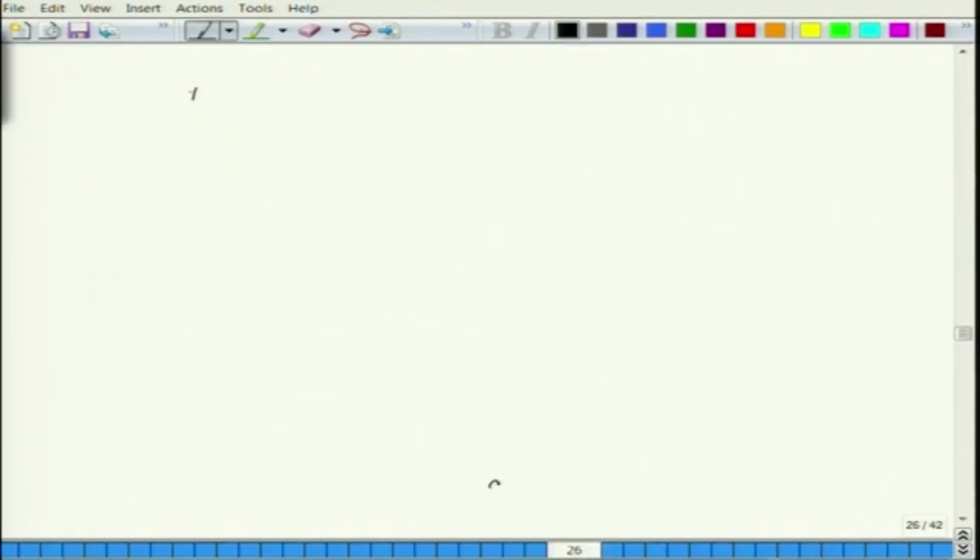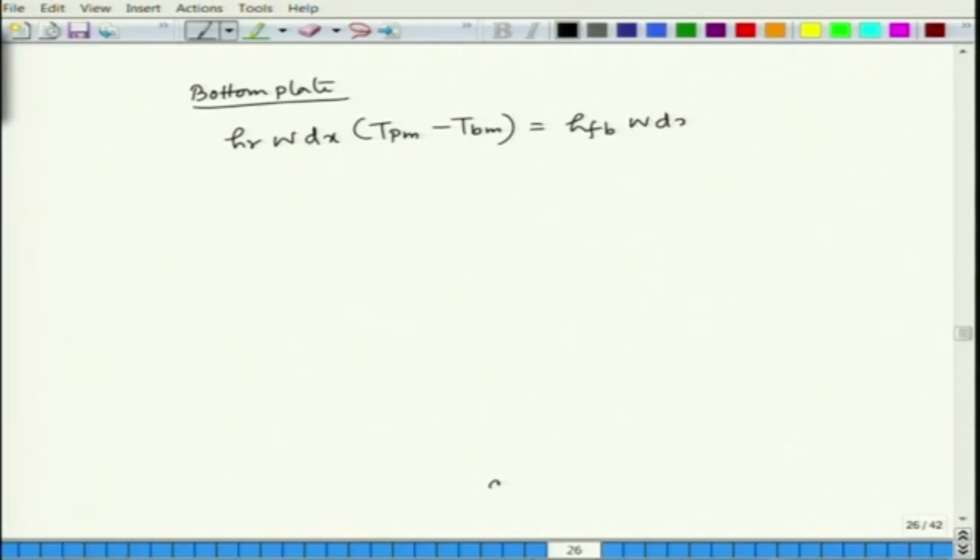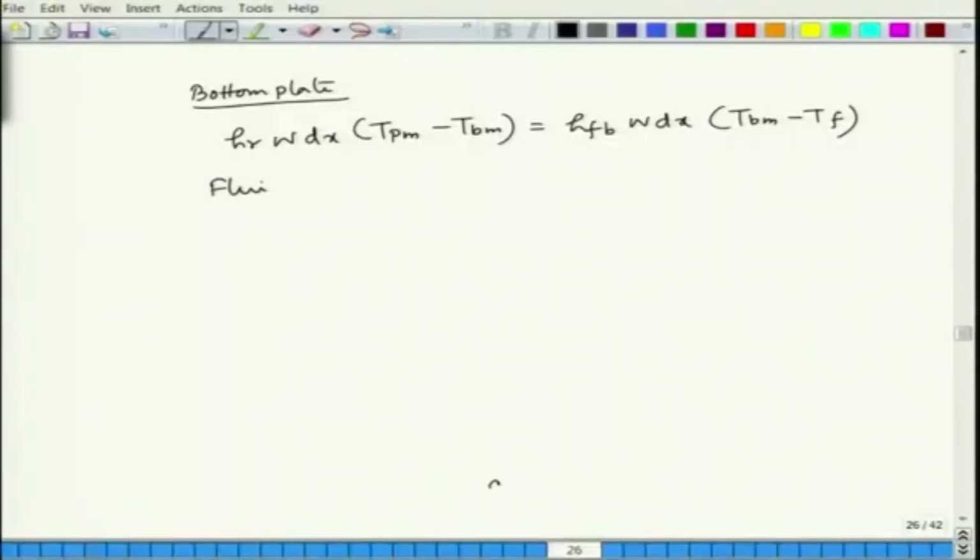Similarly, if you do the bottom plate heat balance, okay, it will be HR W dx (Tpm minus Tbm) equal to HFB W dx (Tbm minus Tf). It is the simplest of all three heat balances, because it has only two terms. One is to the fluid, the other one is radiative transfer from the upper plate. Okay.